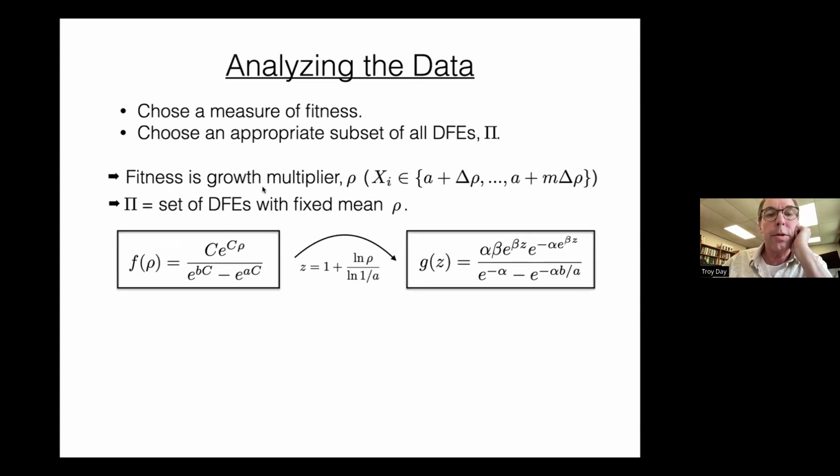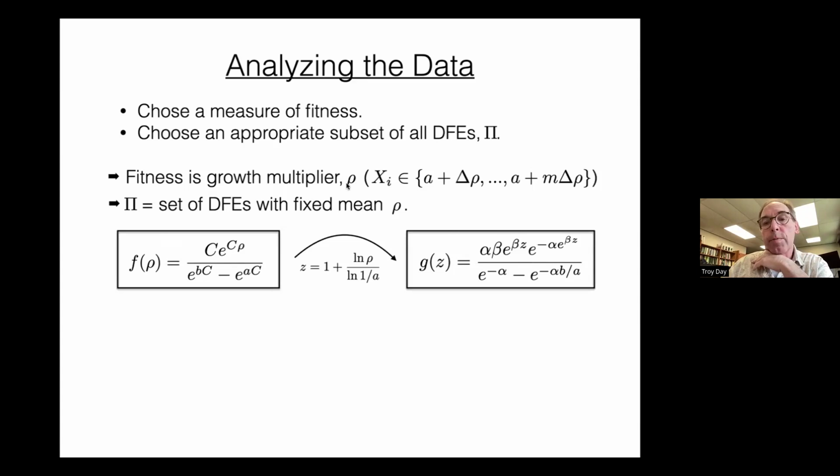So the first thing I'm going to do is assume that fitness is measured by a growth multiplier, which I'll call rho. What you do is take a mutation, put it in a medium with a competitor, and ask, what is its relative multiplication rate over some period of time? You can think of that as a per generation multiplication factor, if you like. That's what I'm going to take as my measure of fitness, and it's going to turn out to matter, as you'll see.